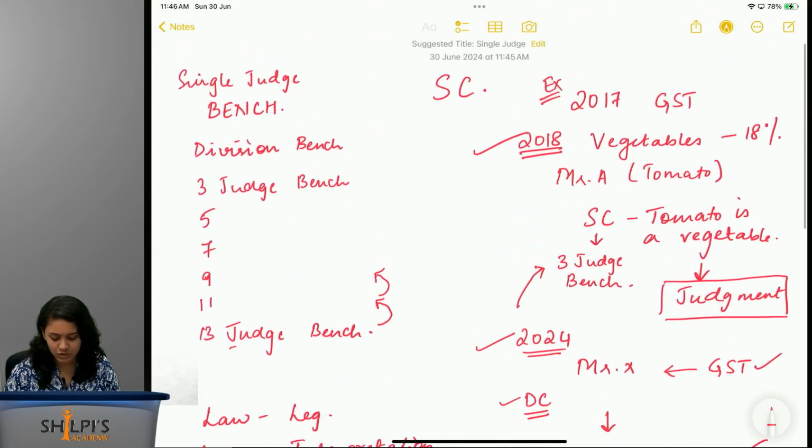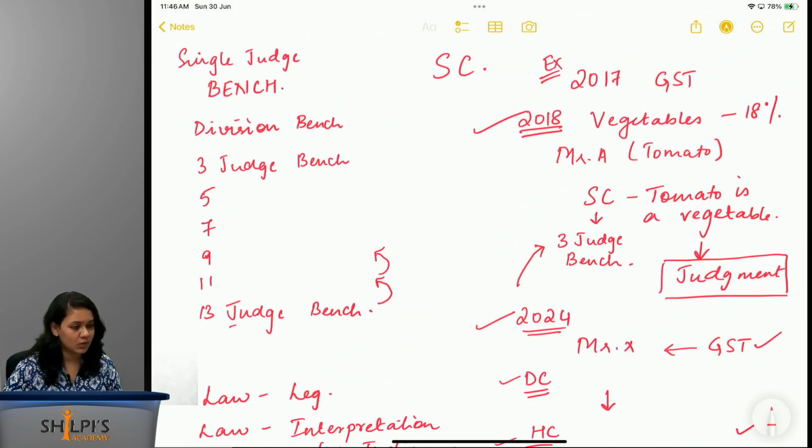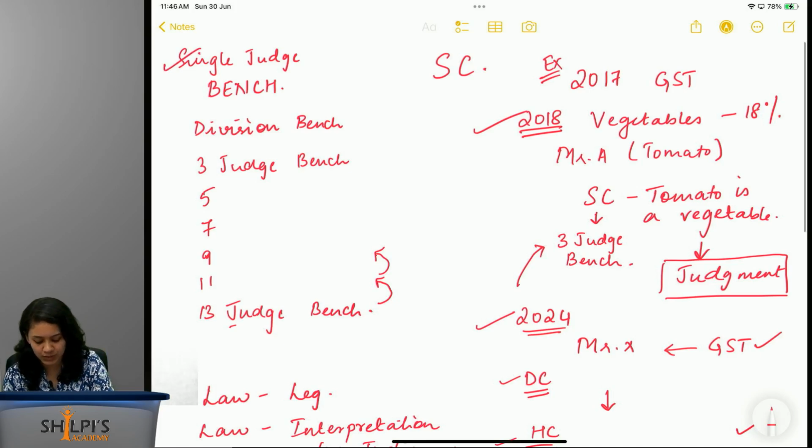Now you'll have understood this concept of benches. More the number, more the power of the judgment. Lesser the number, lesser the power of judgment. But generally, any decision given by the Supreme Court, like let's say a single judge bench of a Supreme Court, will still be binding on the High Court and the lower courts. Okay? Everyone clear on this?